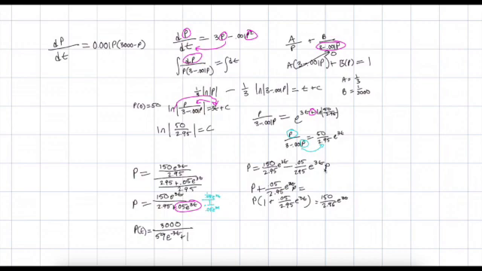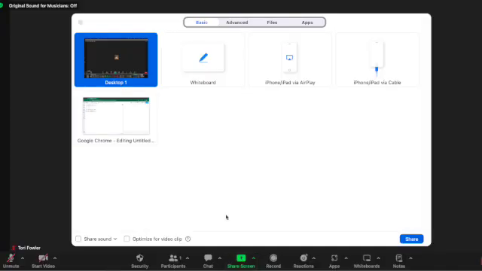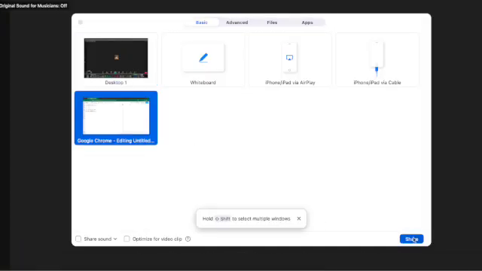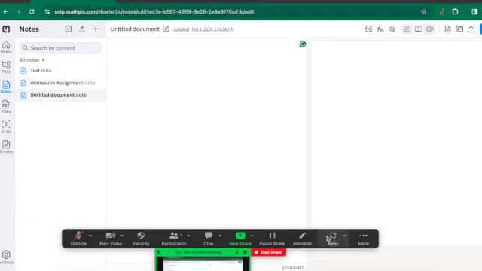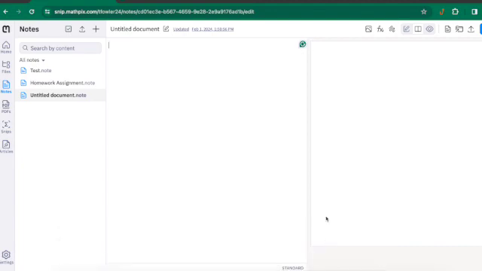All right, so now let's go over how I would submit this to my teacher using Mathpix. So first, I'm just going to exit presentation mode. So I'm going to airdrop this note to my computer. Now I'll share my Mathpix.